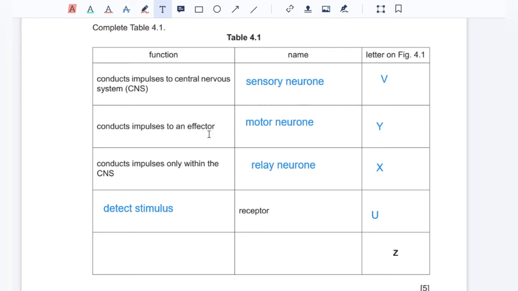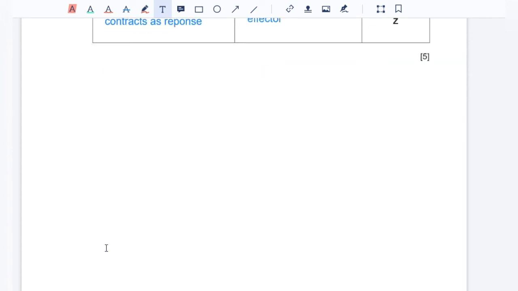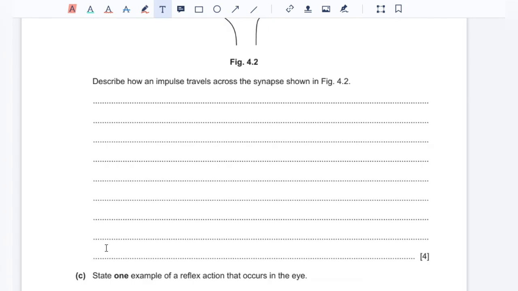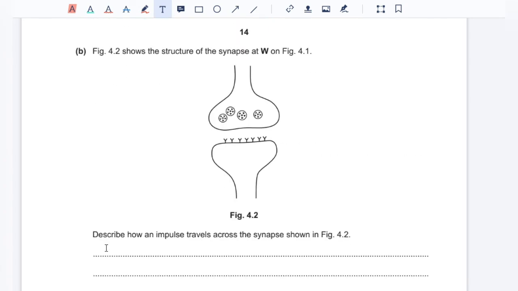Here I've got the letters of the structures, and Z, as we said earlier, is the effector or the muscle which will carry out the response. B. Figure 4.2 shows the structure of the synapse at W. On Figure 4.1, describe how an impulse travels from the synapse shown in Figure 4.2.